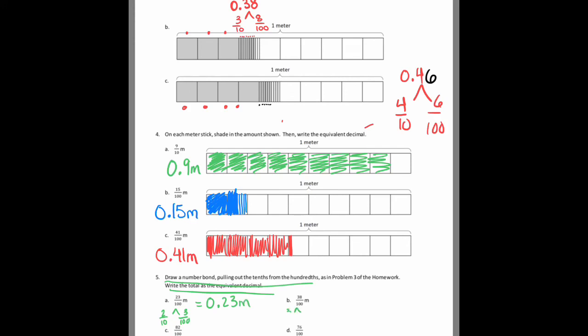The next one says 38 hundredths, so it would be 3 tenths and 8 hundredths, which would be 0.38. The next one says 82 hundredths, so it would be 8 tenths and 2 hundredths, which would be 0.82. And the last one says 76 hundredths, which would be 7 tenths and 6 hundredths, which would be 0.76. All right, if you have questions, let me know.